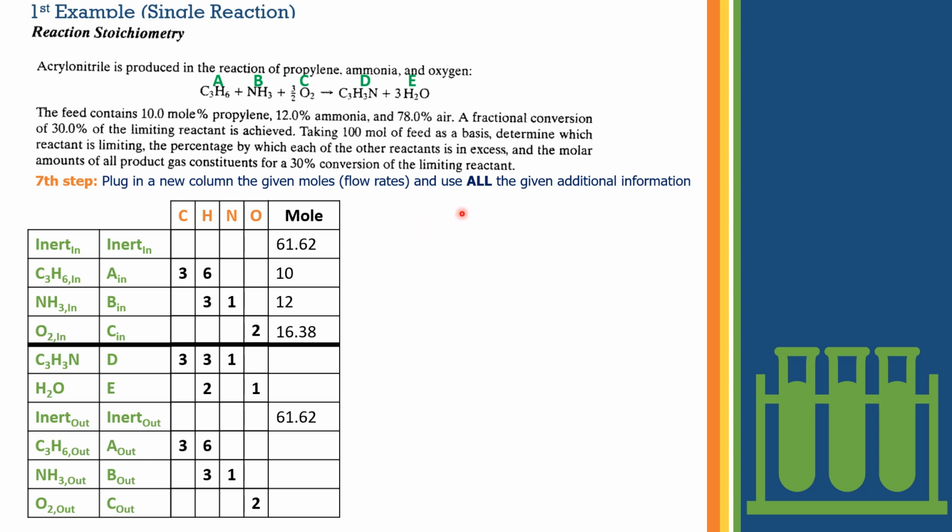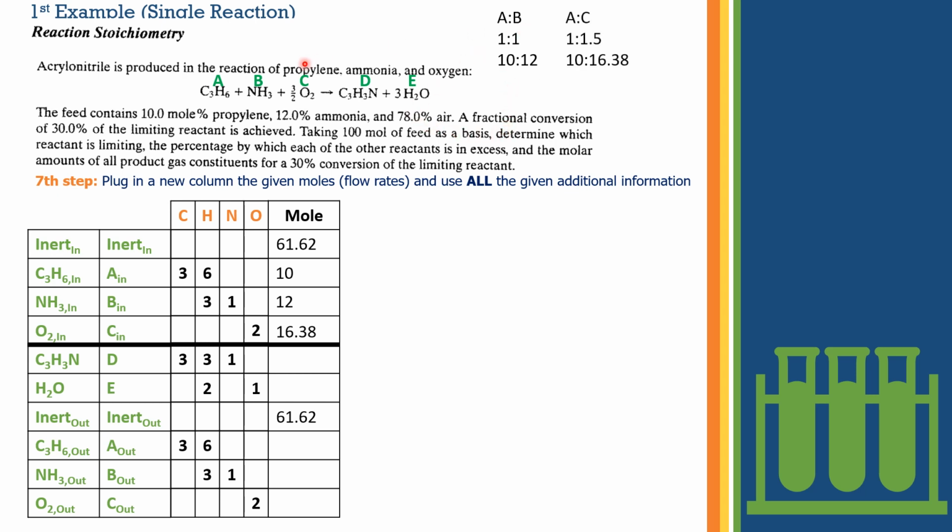Yet we didn't use all given information because we were given the conversion of the limiting reactant. But first, to use this information, we need to determine which reactant is limiting. And here we need to use the balanced equation and its stoichiometric coefficients. So A and B, we have 1 to 1. However, the actual moles we have are 10 of A and 12 of B. So A is the limiting because 1 to 1, so we should have 10 to 10, not 10 to 12.